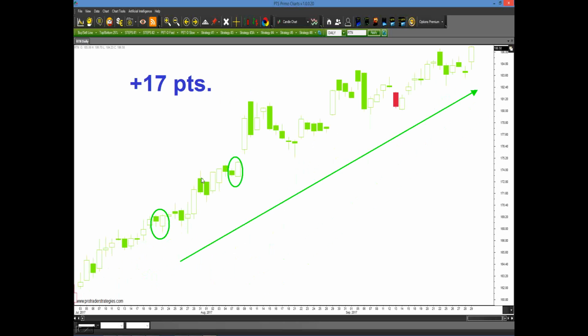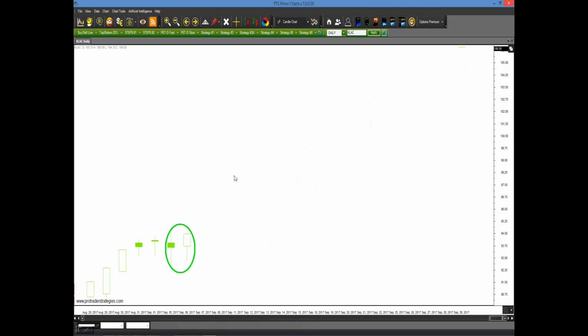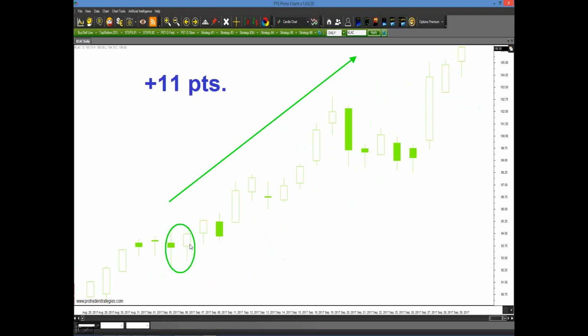17 points to the upside. Now here's another signal to go long if you missed that first one. And let's look at KLAC. Once again, all the bars are green, but all we care about is bar number 2 in the pattern. 11 points to the upside, okay?